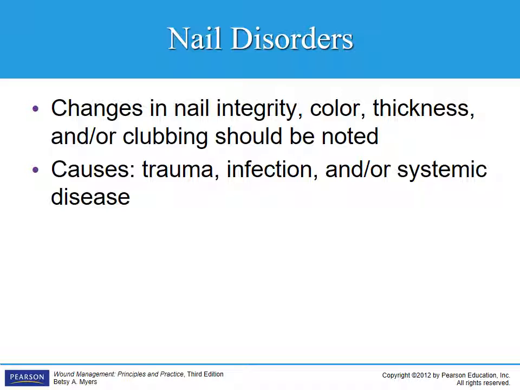So the nail disorders that we can see are changes in the integrity, the color, the thickness, and or clubbing of the nail. And this can be due to trauma, infection, or systemic disease. These are all things we'd want to note if you see this in your patient. If you see something going on with the nails, you might want to ask.